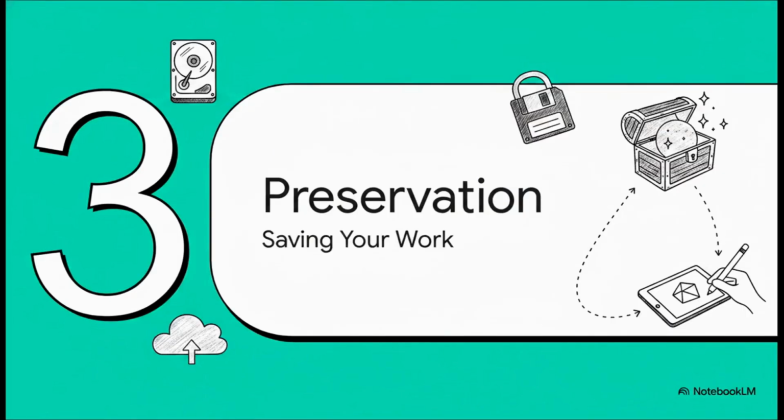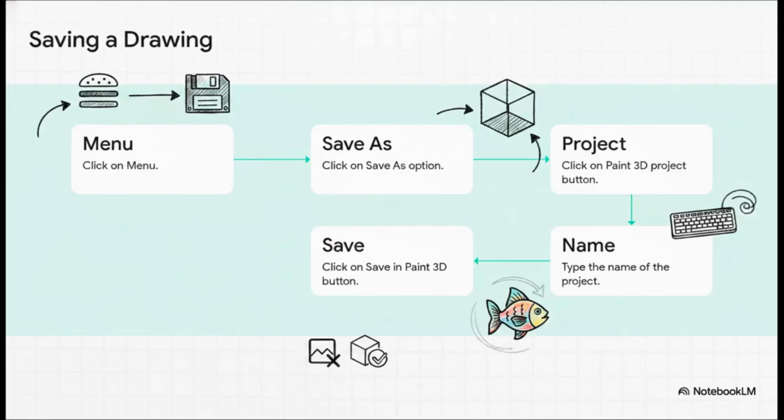Section 3, Preservation. Now, saving your work in Paint 3D is a bit different from the old MS Paint, and there's a huge reason why. You click Menu, then Save As, but crucially, on step 3, you want to choose Paint 3D Project. Then you just type your project name and hit Save.